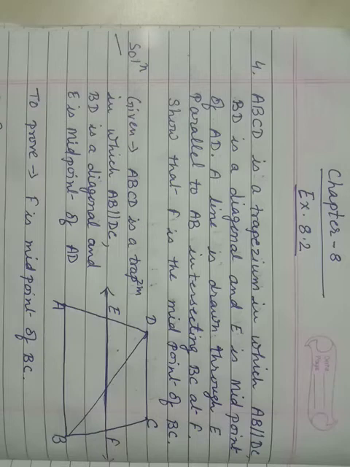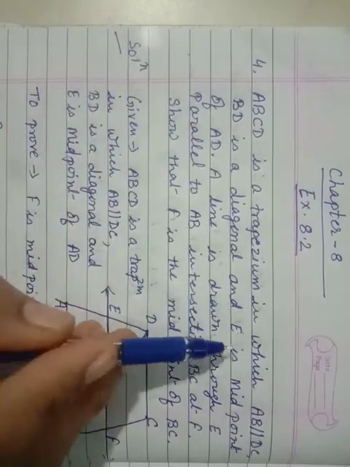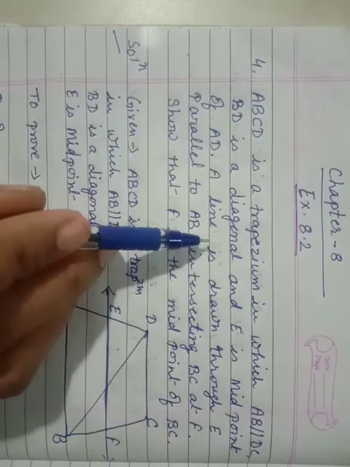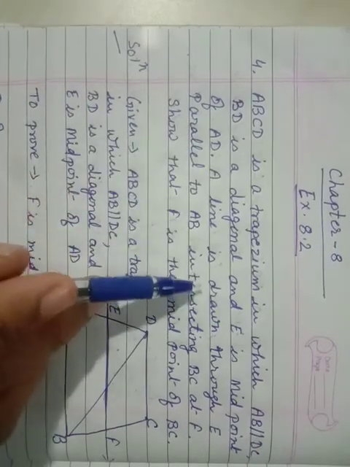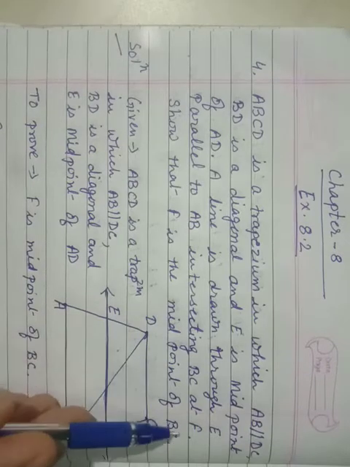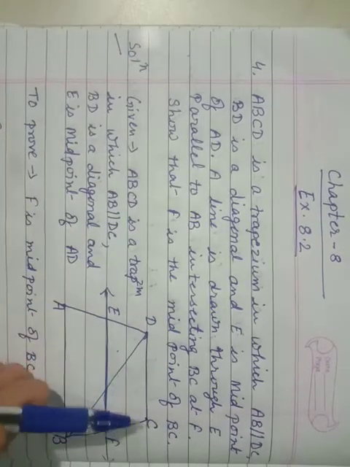Good morning, students. Exercise 8.2 of chapter 8, question number 4. ABCD is a trapezium in which AB is parallel to DC, BD is a diagonal, and E is the midpoint of AD. A line is drawn through E parallel to AB intersecting BC at F. Show that F is the midpoint of BC.